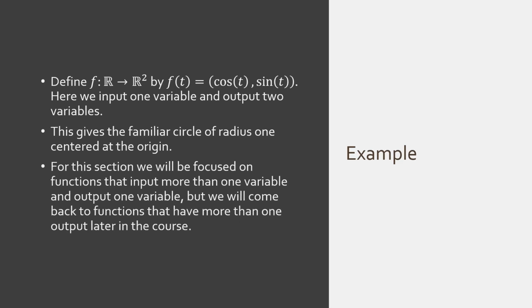For now, we're really only going to be focused on functions that input multiple variables and output one variable. But later in the course, we will come back to functions like this because we'll have curves in space, say that a particle is traveling along, and we'll need to represent those curves with functions that input one variable and output two or three variables. But for now, we'll focus on numerous inputs and one output. One of the reasons for that is we can graph those types of functions.